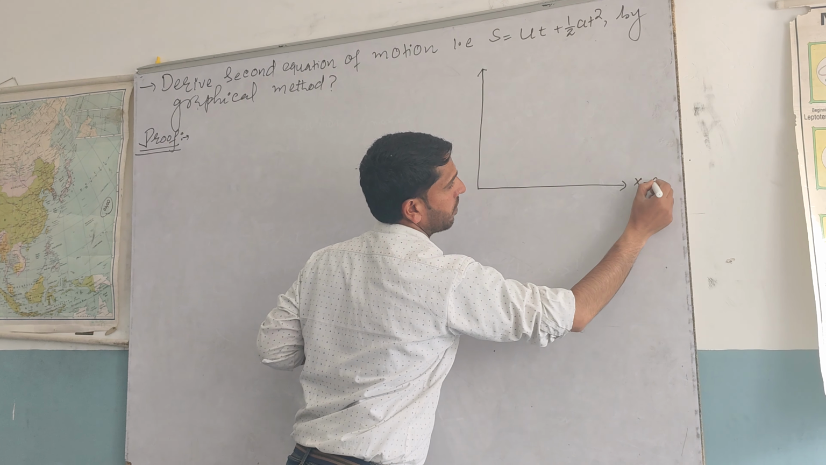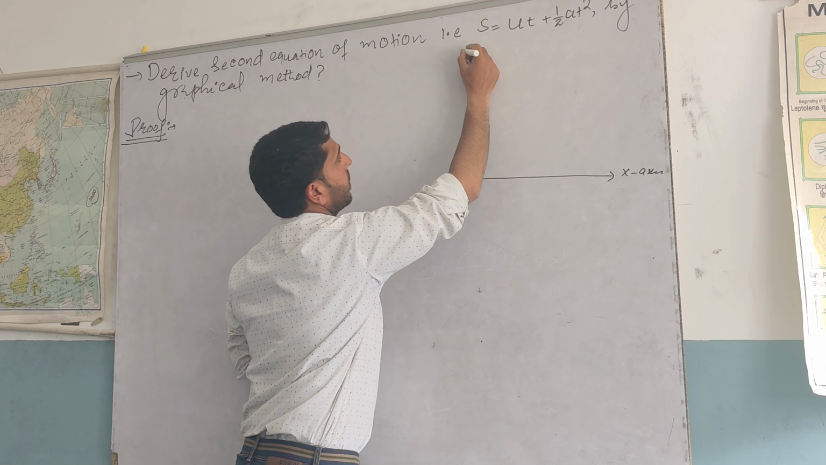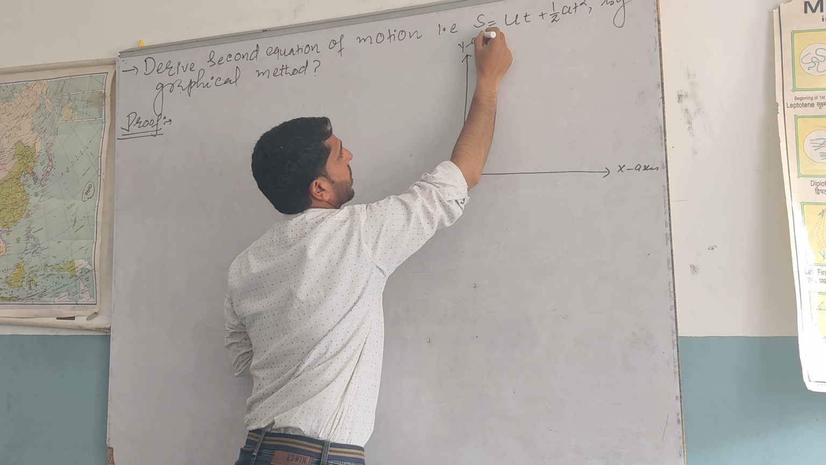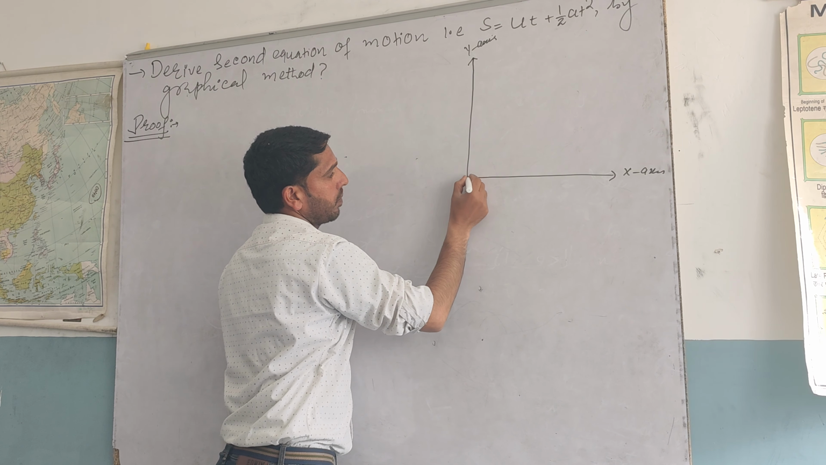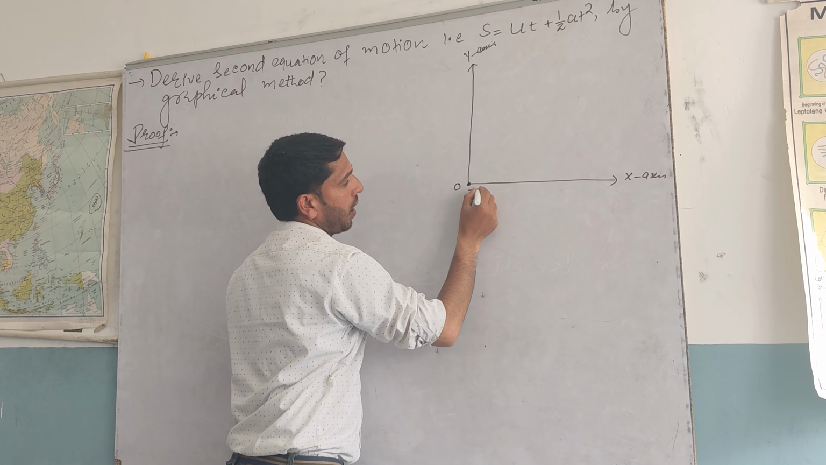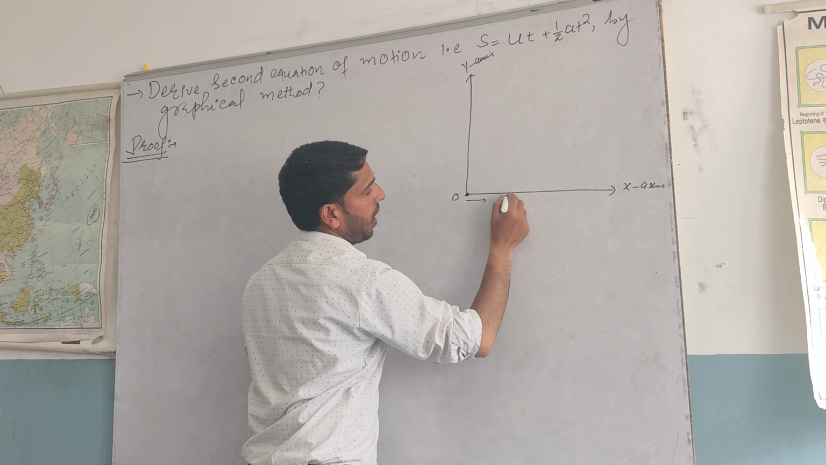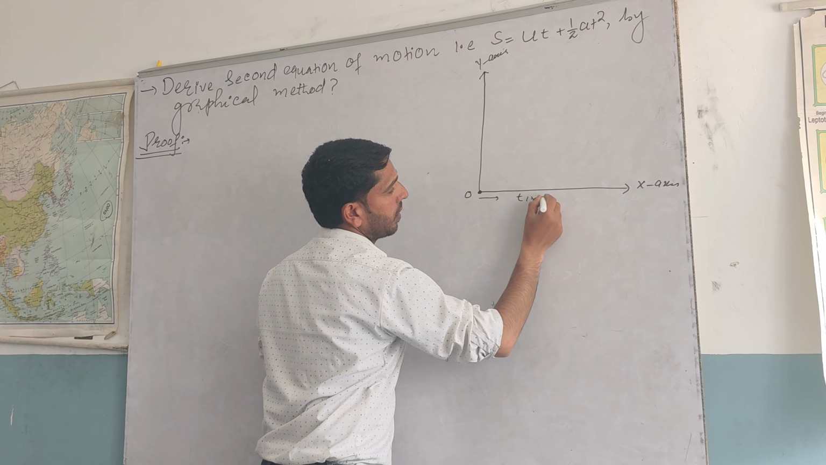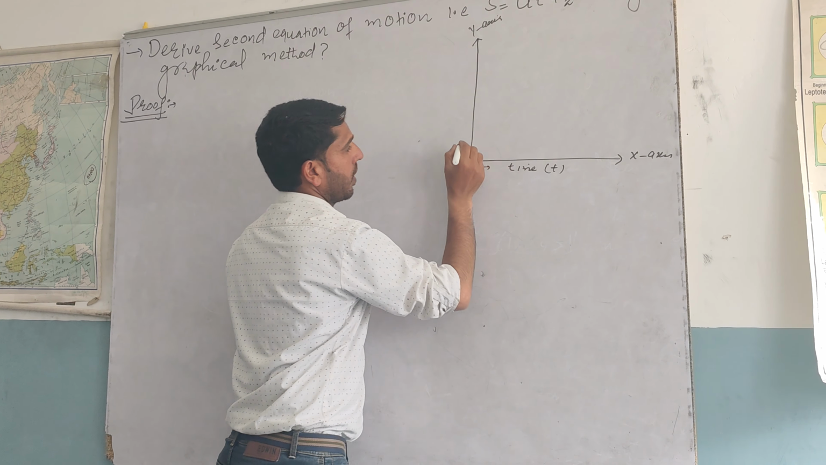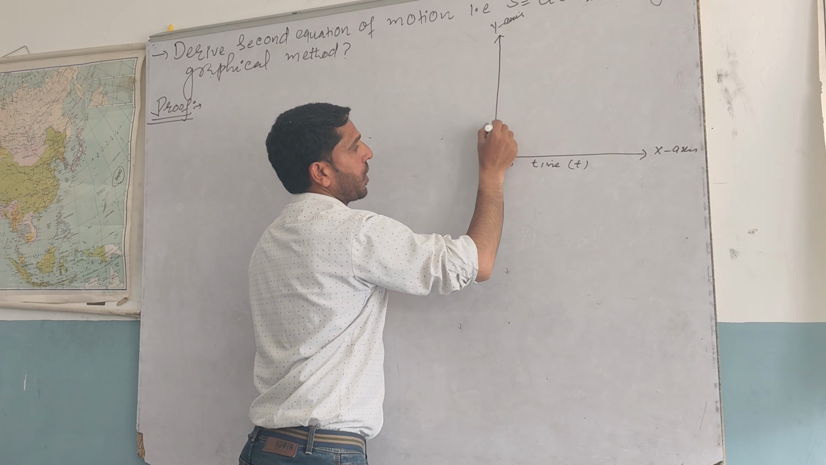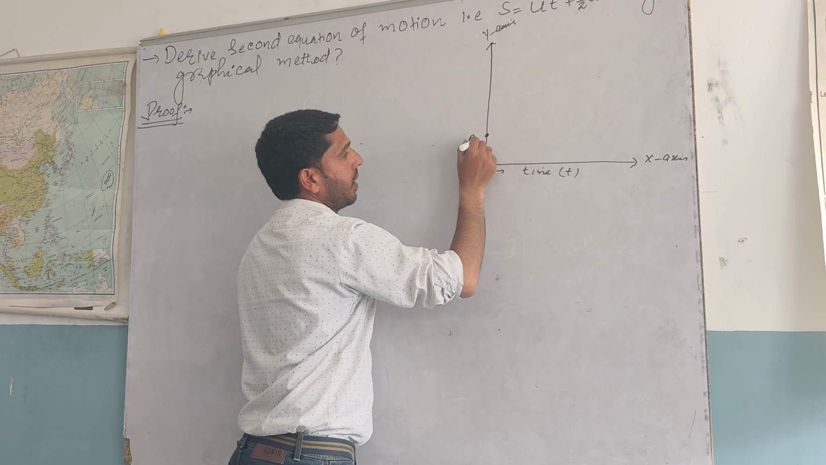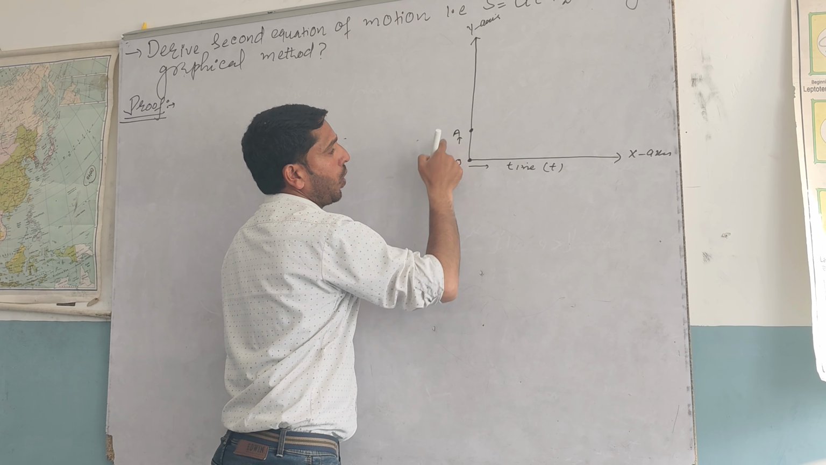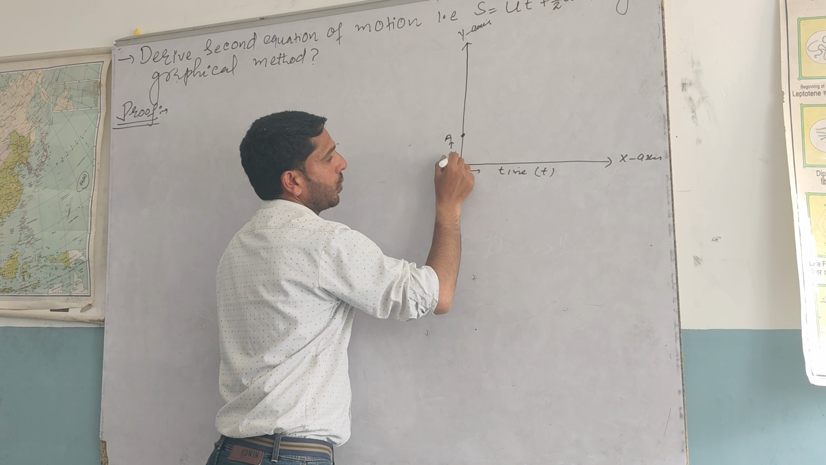This is x. This is the y axis. And this is the origin. From the x axis we always take time. Time is denoted by t. We will plot a point here, that is A. From O to A we will take u.